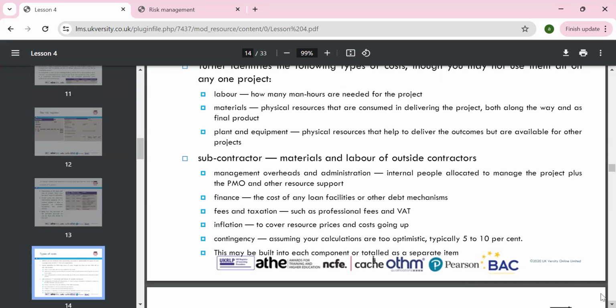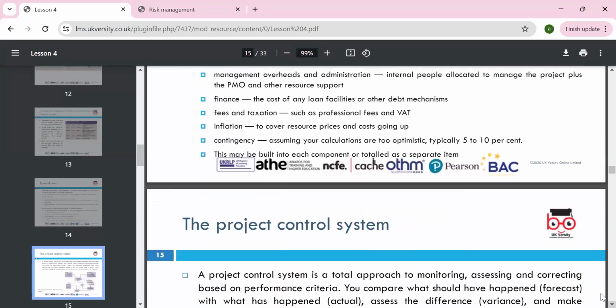So internal people are allocated and manage the project, which we can finance: fees, taxation, inflation, contingencies. These are very crucial, and we need to look around VAT, value added tax, so how much we have.